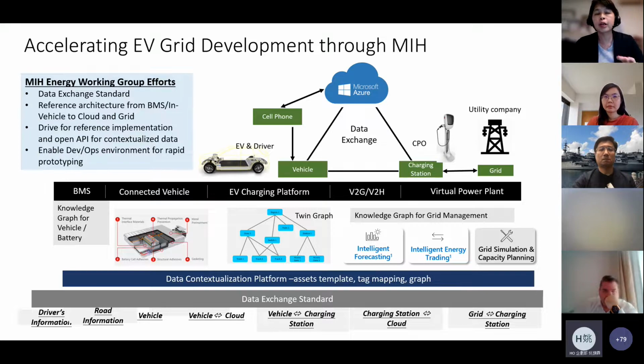Once we are able to really understand the domain and the relationships between the different entities, that allows us to most rapidly develop all those applications, and that will definitely accelerate the joint effort for EV grid development through the MIH.